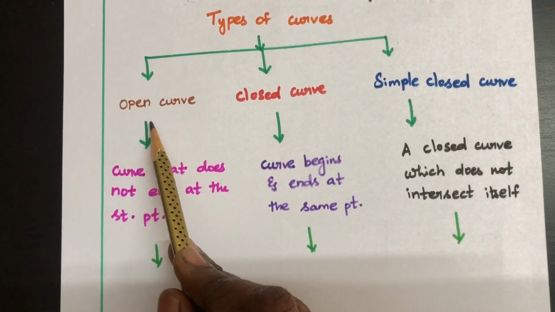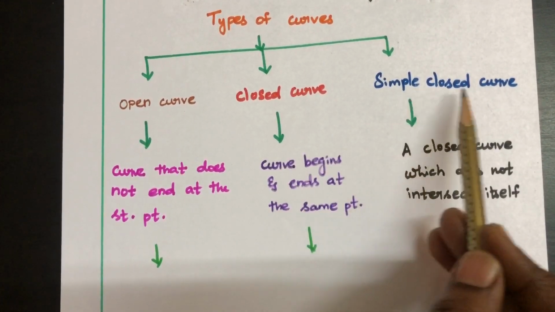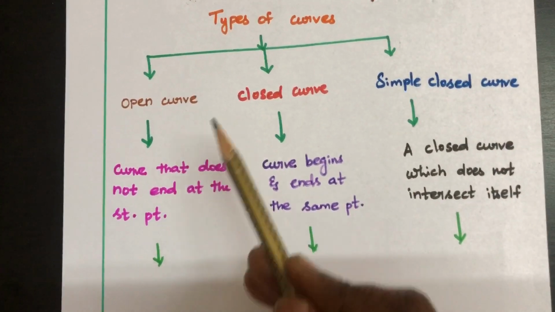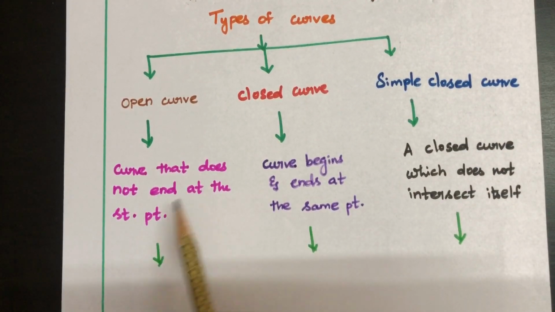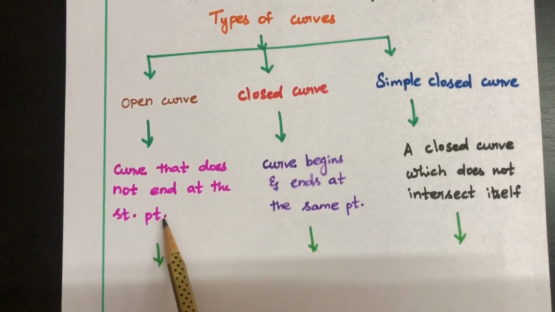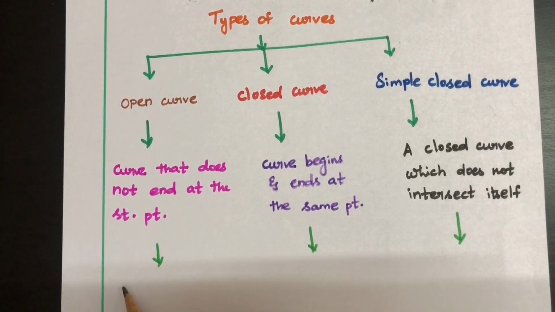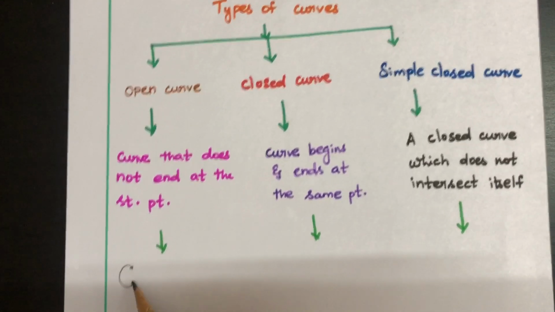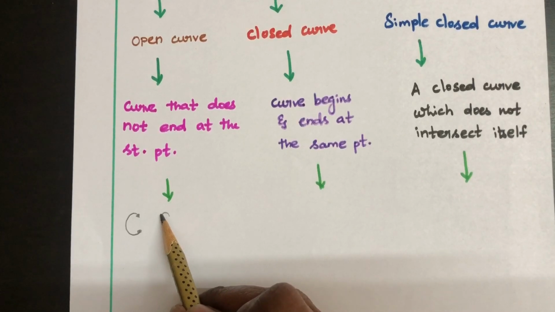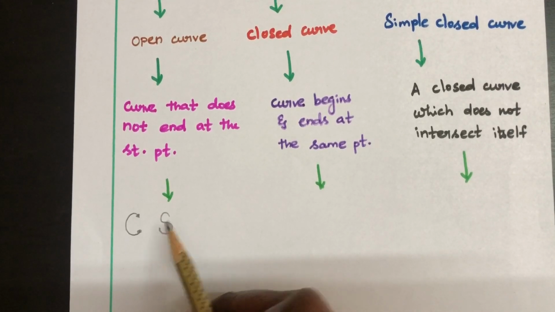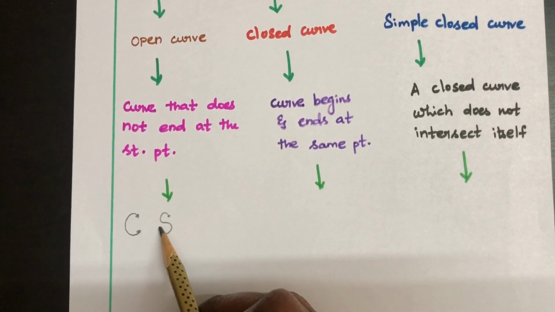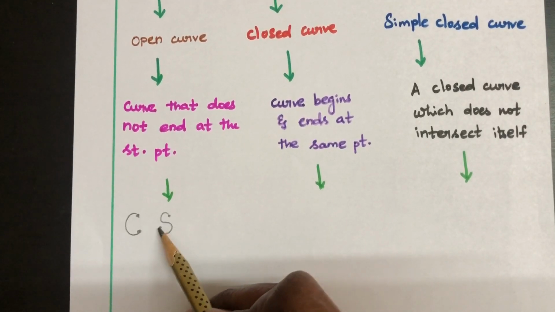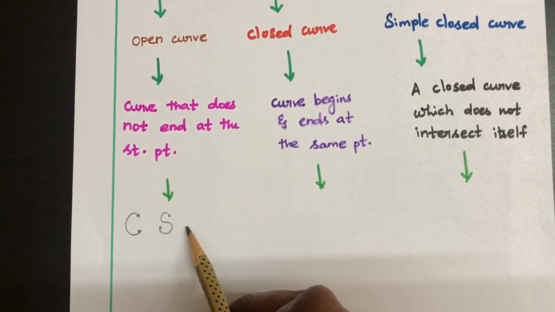Types of curves. What are they? Open curve, closed curve, simple closed curve. Open curve means curve that does not end at the starting point. That is called open curve. It's very easy. See, C is an open curve. It starts here and ends here. So this is an open curve. Correct? Even S is an open curve. It starts here and ends here. No meeting point between these two things.